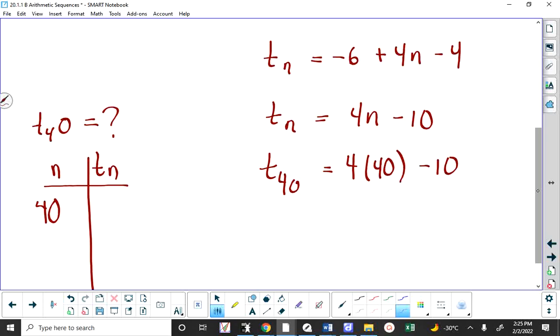And I calculate it. 4 times 40 minus 10. Your order of operations says you multiply first. So I believe you get 150, but I want to make sure. Is it 150? So the 40th term is 150.